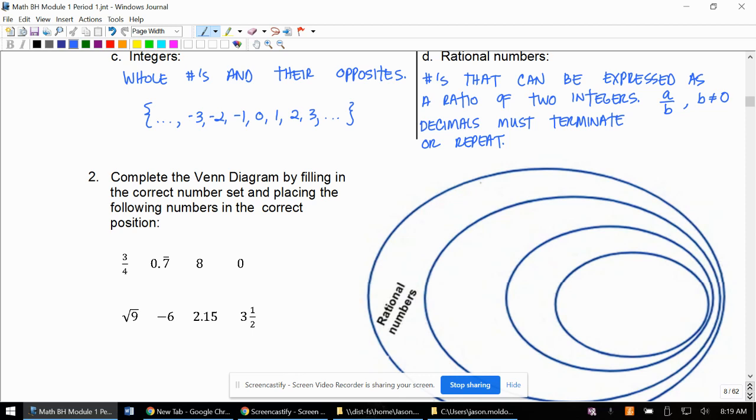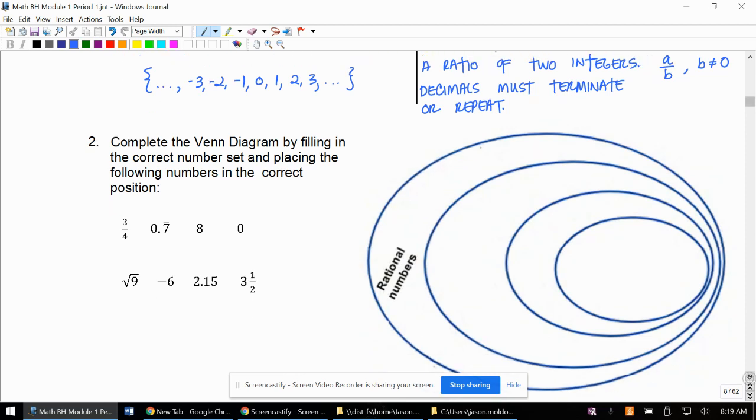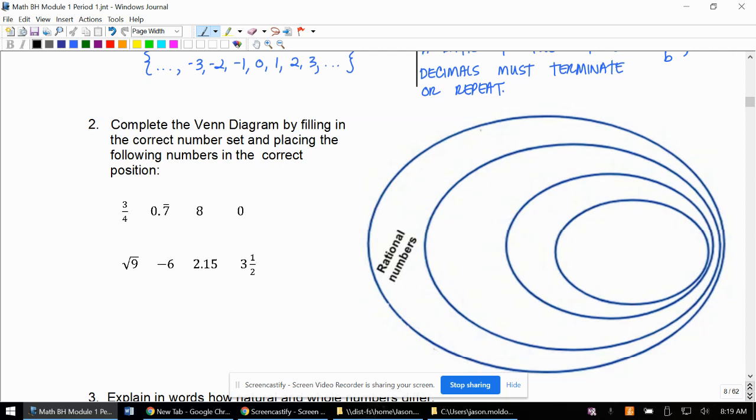Number two, we're going to place these numbers in the Venn diagram, and we're also going to finish labeling this. So rational numbers is the largest set, integers is the second largest set. We have whole numbers, and we have natural numbers.